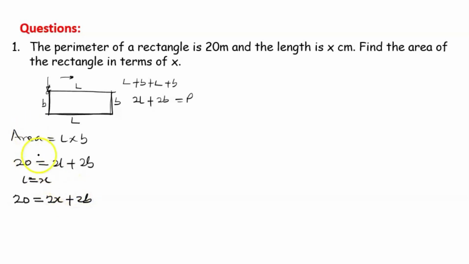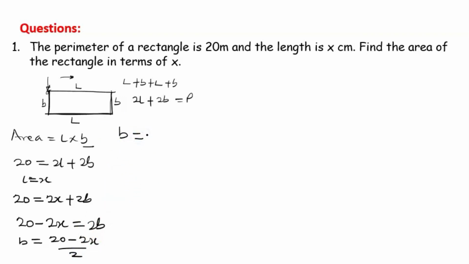All right, so I'm trying to get my b because I need b to find the area. So that's what I'm doing. I'm going to have 20 minus 2x equals 2b. All right, so to get my b, it's going to be 20 minus 2x all divided by 2. So if you do that correctly, we are going to have b equals 10 minus x, because this 2 is going to divide.